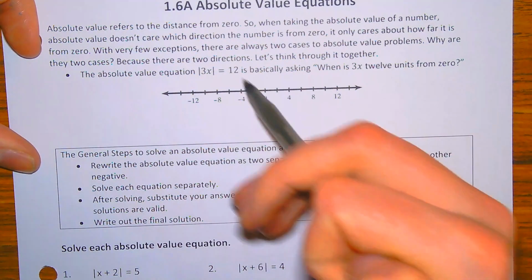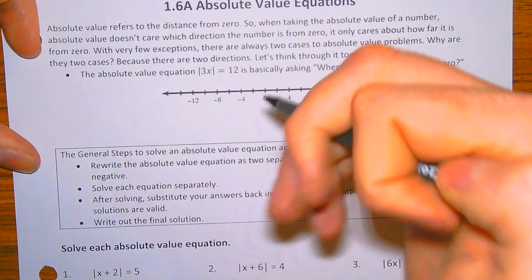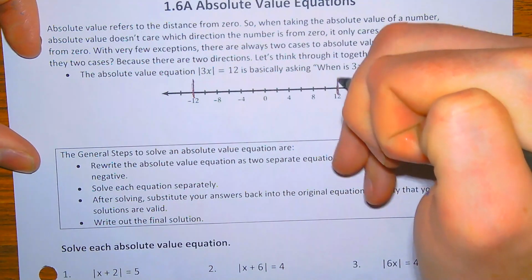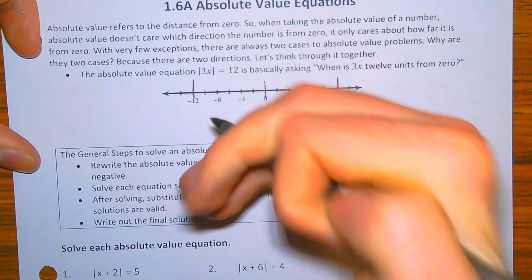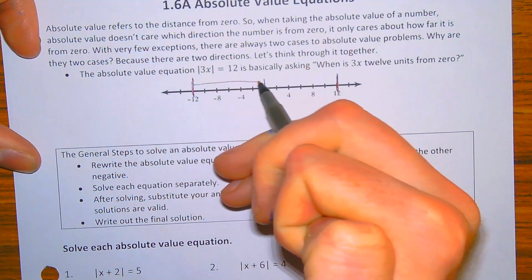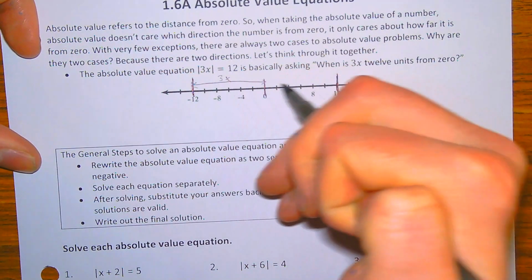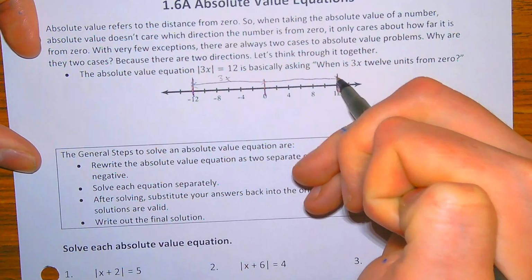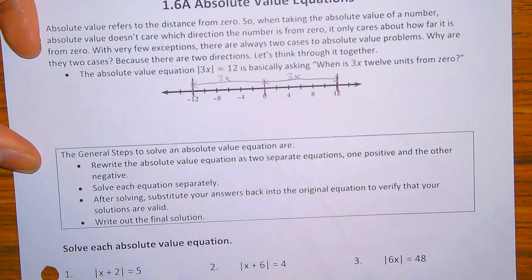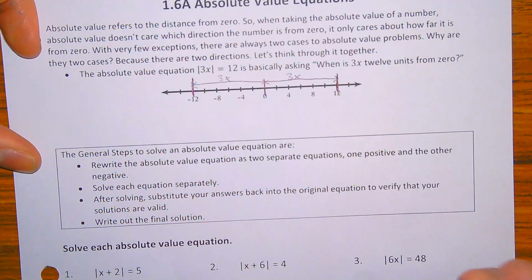So in the example we should start with, we have a negative 12 here and we have a 12 here. Both of those are 3x units away from 0. They're both 3x away, in opposite directions. And we know that they're 12 because this is a 12. So that means we need to account for the negative 12 answer and the 12 answer.